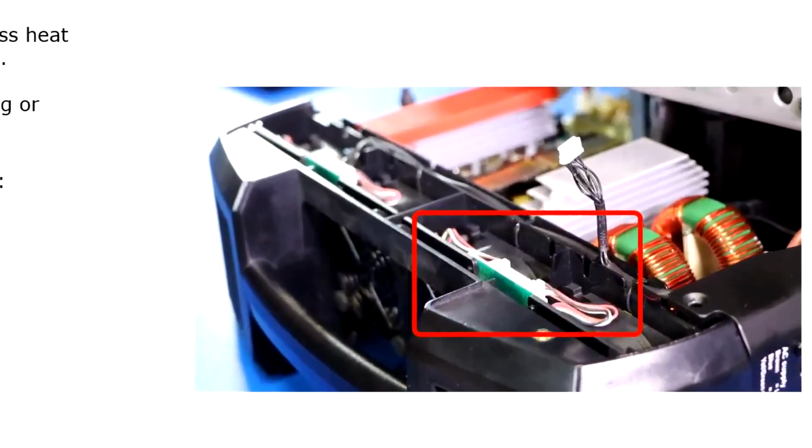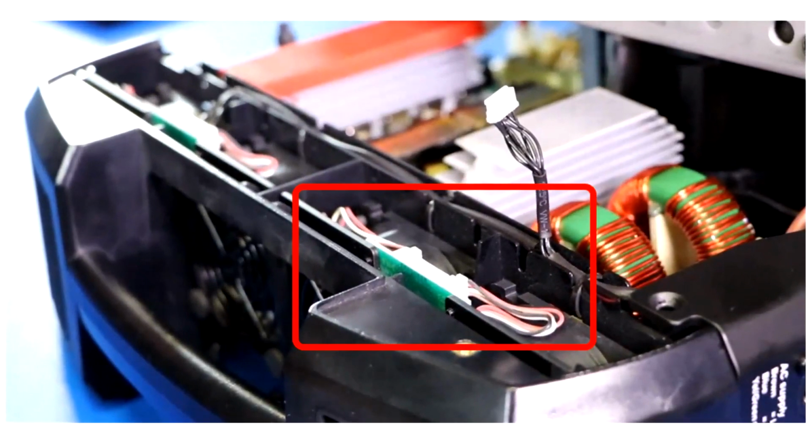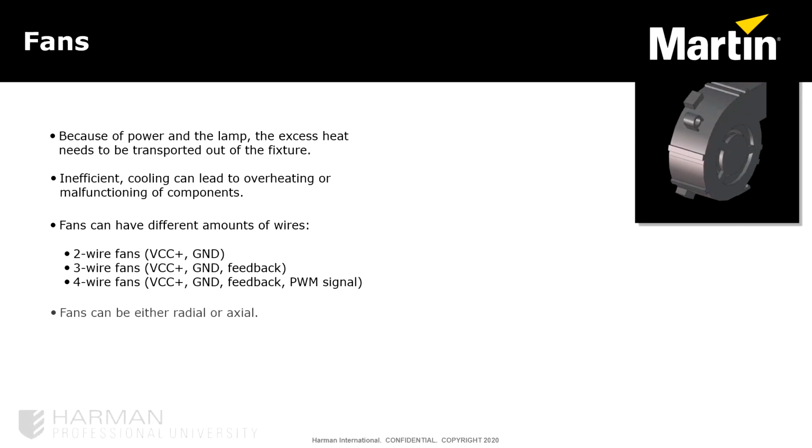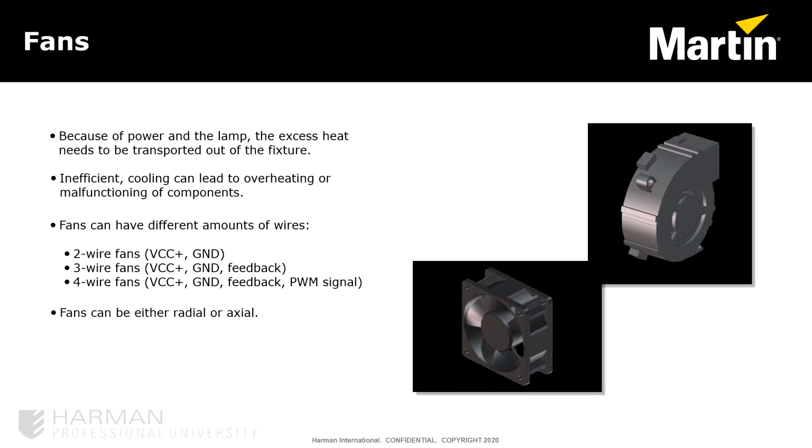The 3-wire fan provides power, ground, and feedback, while the 4-wire fan provides power, ground, feedback, and pulse width modulated signal, or PWM. With PWM, the speed of the fan can be monitored, and the fan speed can be controlled depending on what is required. The fan can respond to different temperatures rather than running constantly like a computer CPU fan where the temperature can fluctuate.